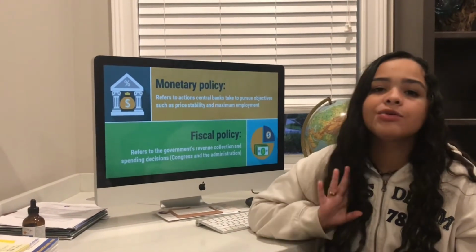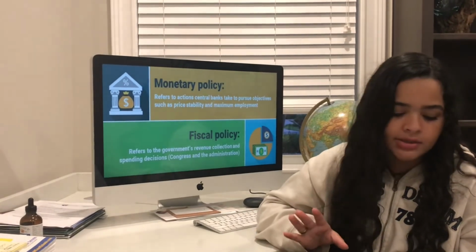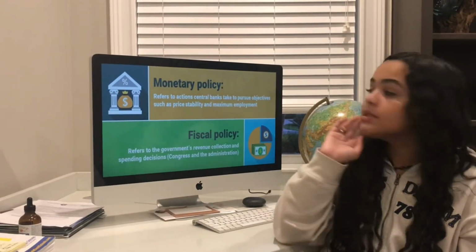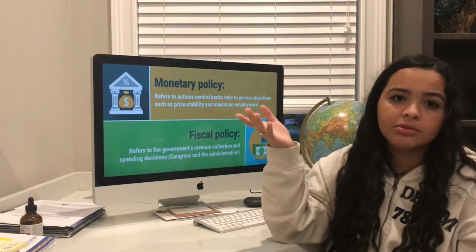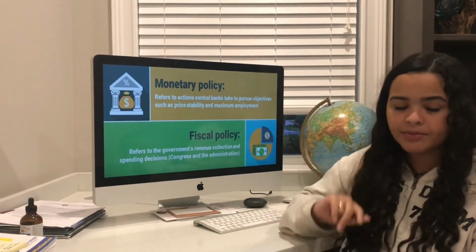Now, I know I just threw a lot of information at you guys, so just to simplify it into a few words, fiscal policy deals with the government and taxation, meanwhile monetary policy deals with the money supply and interest rate.